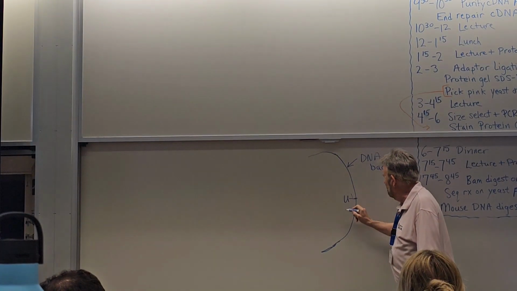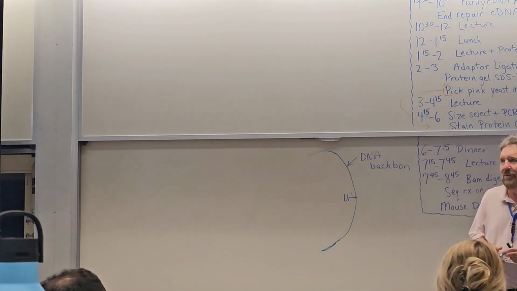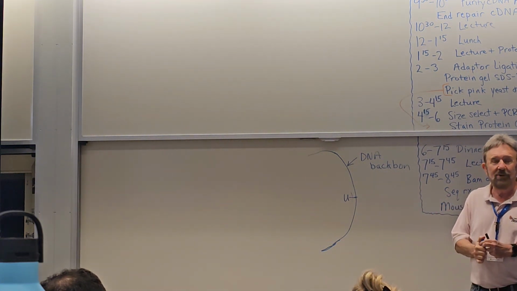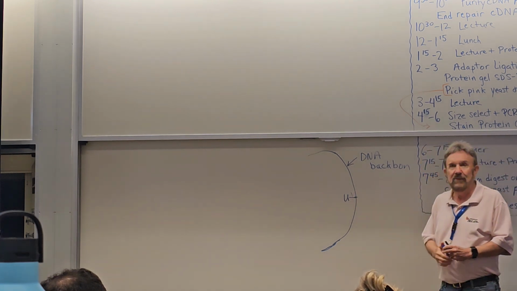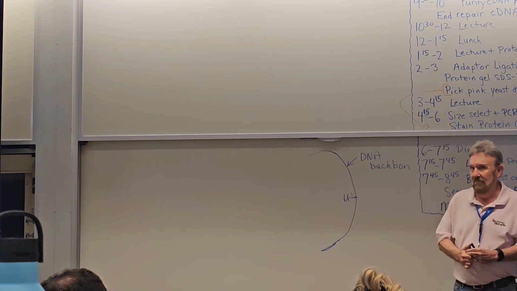So it clips the bond between the U and the sugar, and remember it's connected to the 1' carbon of the sugar. So it's clipping the U off of the 1' carbon of the deoxyribose sugar.